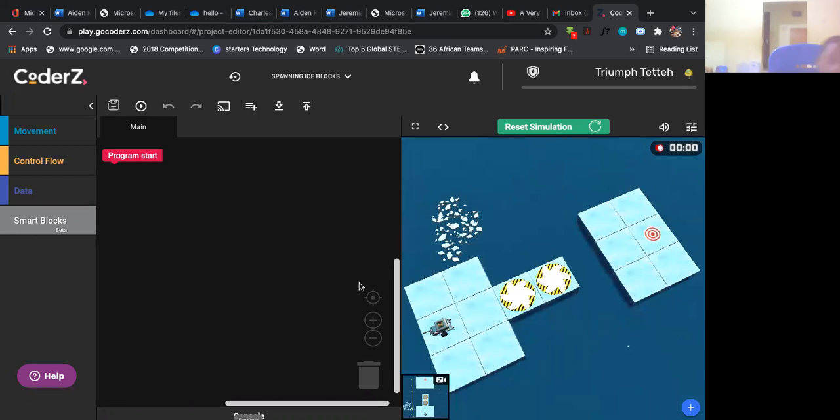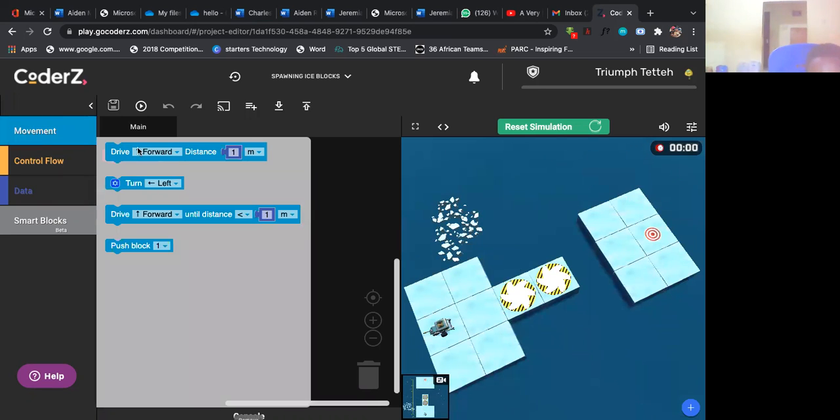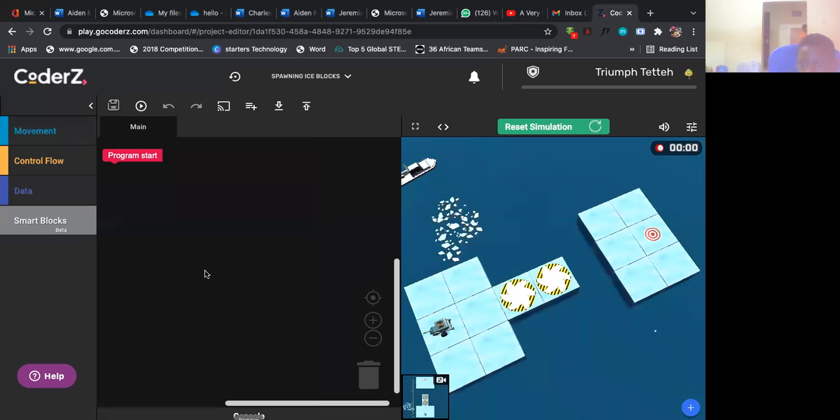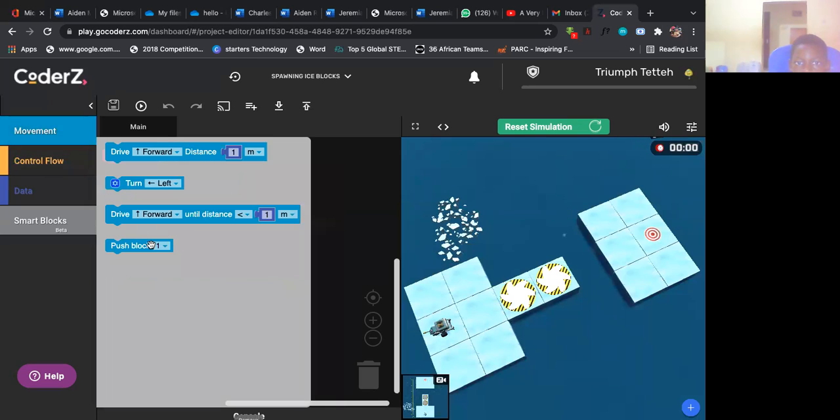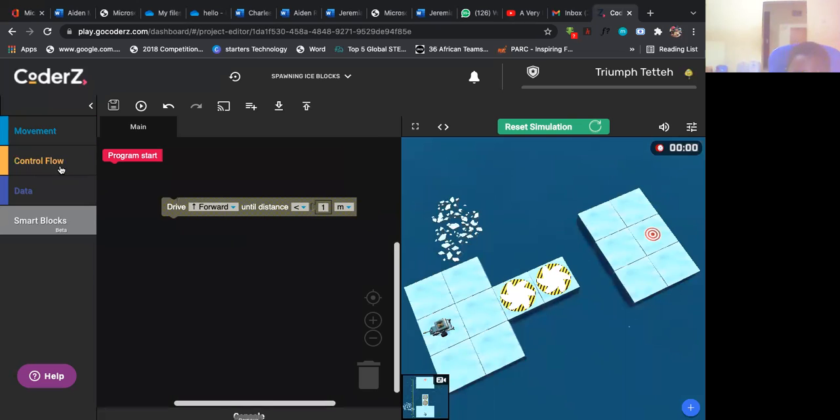Okay, so let's look at the commands that we have available to us. Okay, we have drive forward for a certain distance. We have turn left. We have drive forward until the distance is less than a certain number, and then we have push block. Okay, we have our normal control blocks, repeat, and wait until distance is also there. Now watch, these two blocks look alike but they are different.